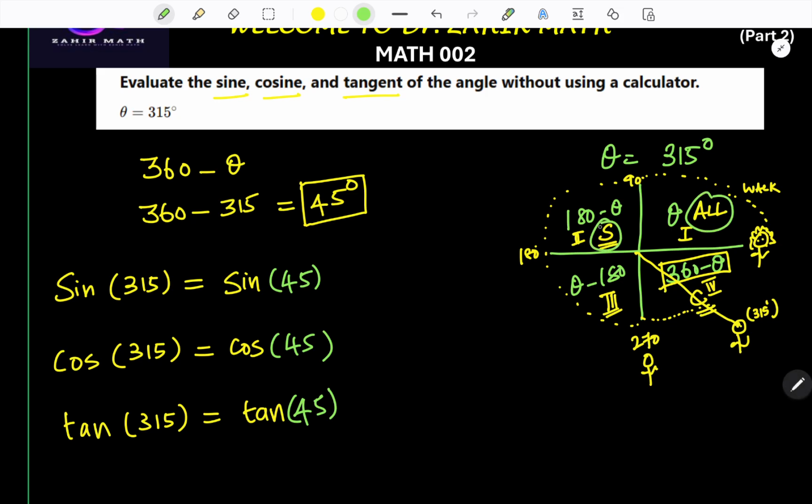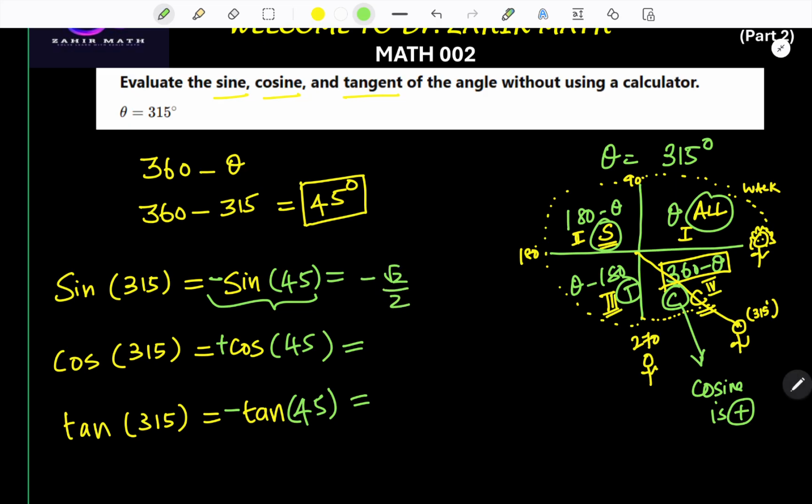All STC, right? So in the fourth quadrant, who is positive? Cosine is positive, so put a positive symbol for cosine. For sine, put negative, and for tan, put negative. Now you go to the calculator. You have to put minus sine 45 degrees. So minus sine 45 degrees will give you the answer minus root 2 by 2.